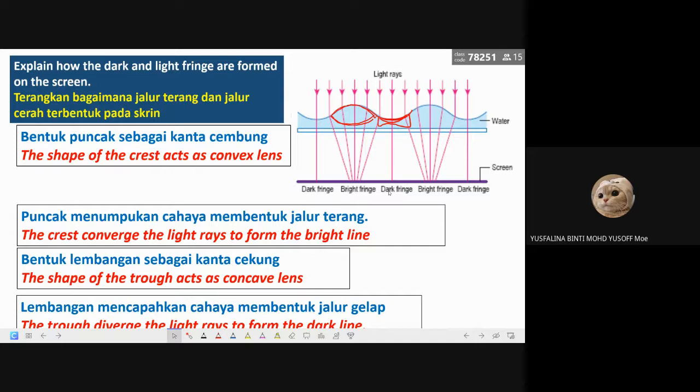Okay, when we use a ripple tank, later if we have a video I will let you see, actually they will produce the bright fringes and dark fringes. So wherever you see the bright fringes, that one is actually at the crest part, and then the dark one is actually from the trough. Okay, so here is the explanation. So the shape of the crest acts as a convex lens. So the crest converges the light rays to form the bright line. So you can see all the light is focused at one point. Right, and then the shape of the trough acts as a concave lens. So the trough diverges the light rays to form the dark line. Okay, so this is why you can see there are bright fringes and also dark fringes.